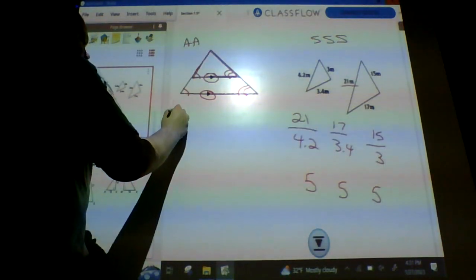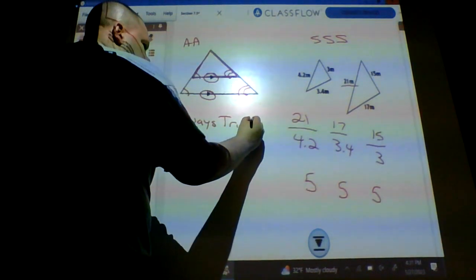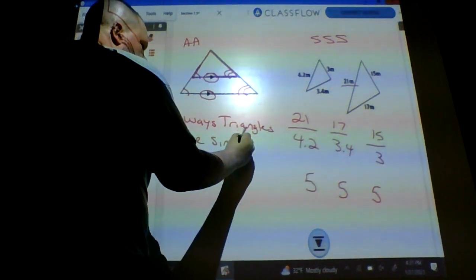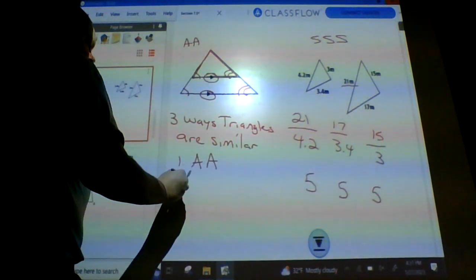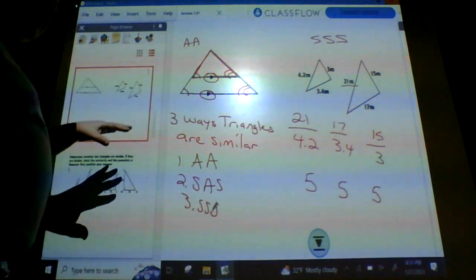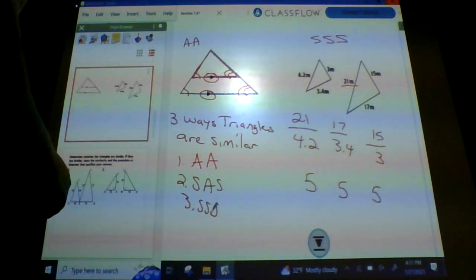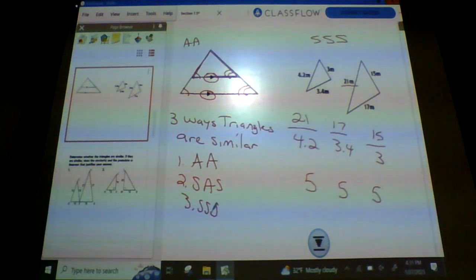When you have your vocab quiz, something that you're going to need to know are the three ways that triangles are similar. Okay, number 1, AA. 2, SAS. 3, SSS. Notice that these are the same ways that triangles were congruent back when we did our triangle congruence unit. The difference again is the fact that with AA, you don't have to deal with any sides for ASA or AAS. And then with the SAS and SSS, the sides are proportional instead of being congruent.